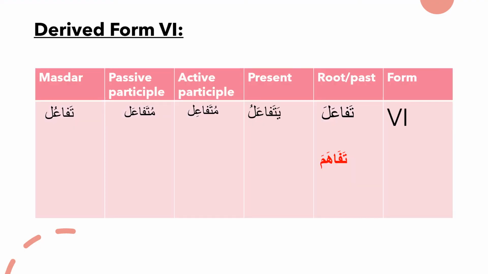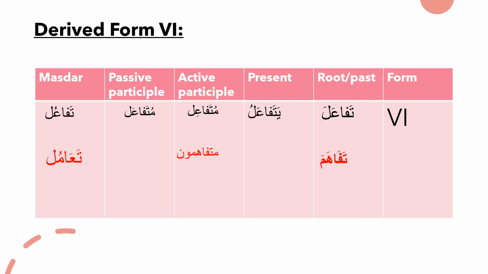Okay, so here are our different forms. As we can see, our root form, our past tense, is always going to start with a ta, with an alif after the first letter. Yatafa'alu. And then we can see our active and our passive participles with our one masdar at the end. So I've put a couple of examples.